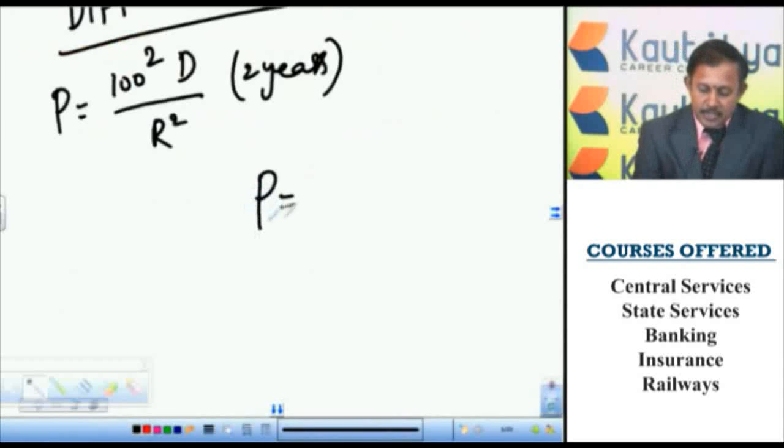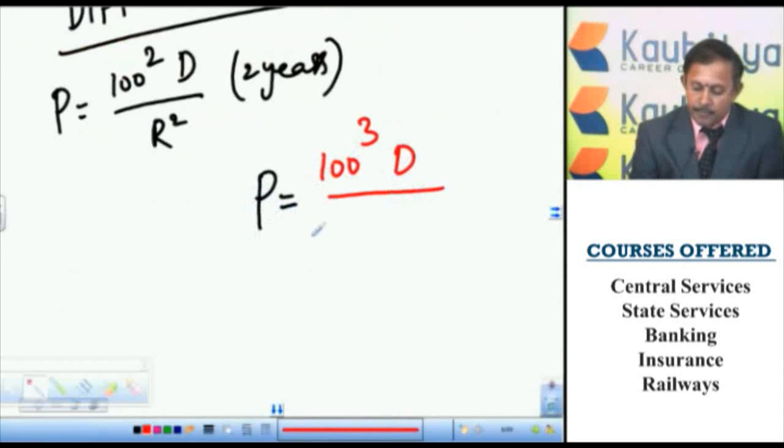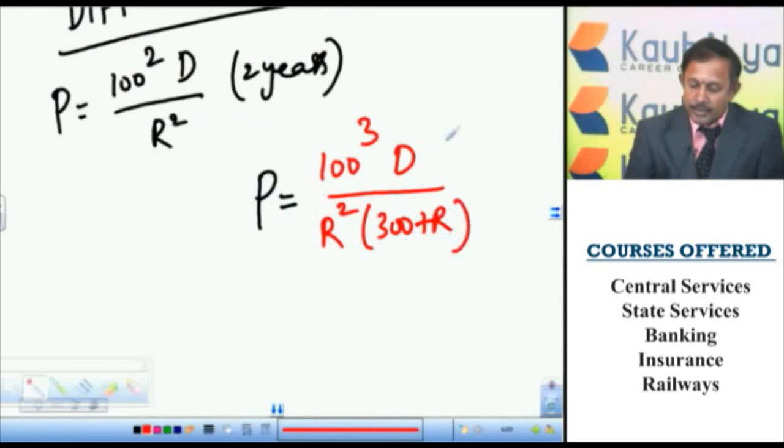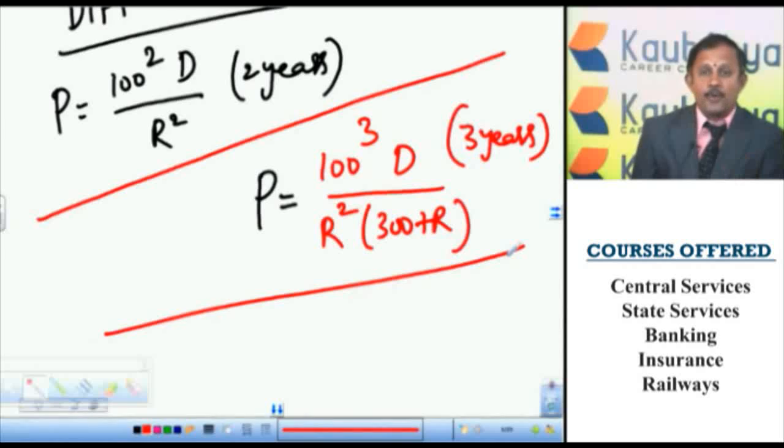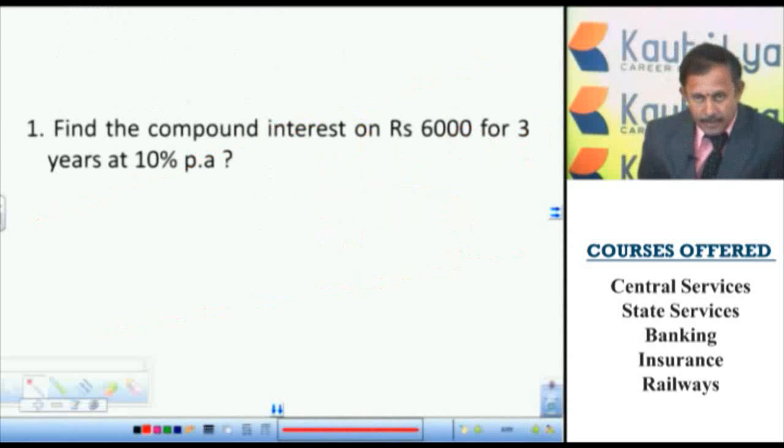And the second formula is P is equal to 100 cube into D by R square into 300 plus R. This is applicable for a time period of 3 years. These two formulae are applicable when we are interested in the difference between compound interest and simple interest, right? So by applying these two formulae and the basic concept of calculating compound interest, we can go through different examples as per the previous questions appeared from different bank examinations, right?